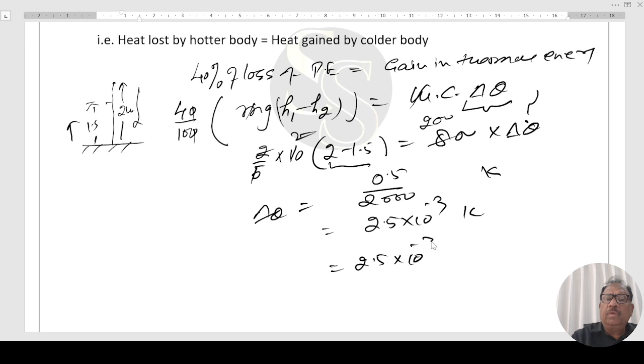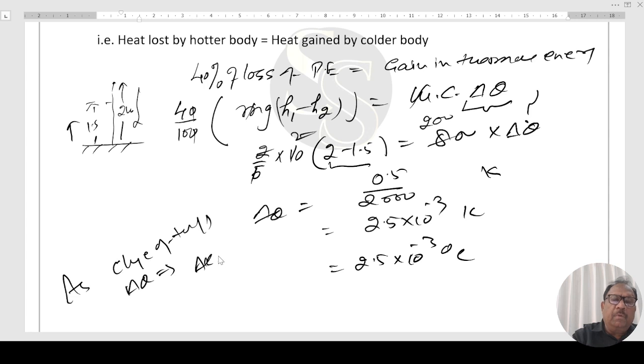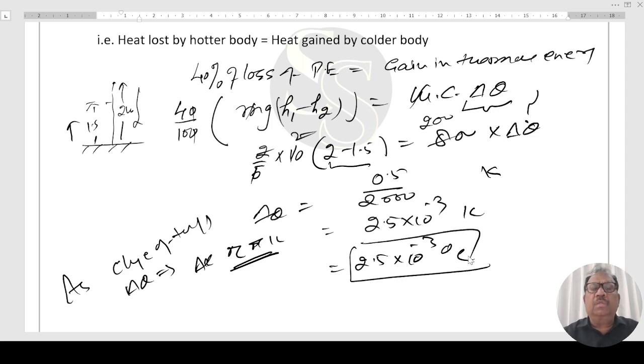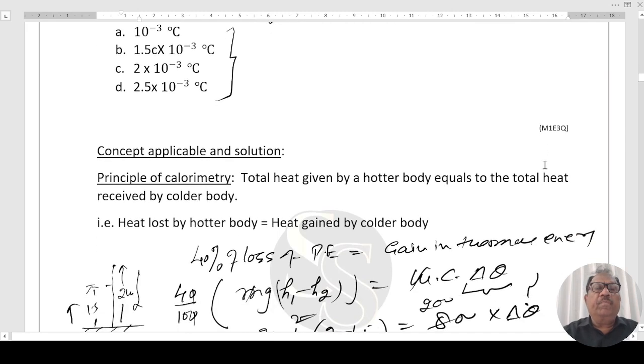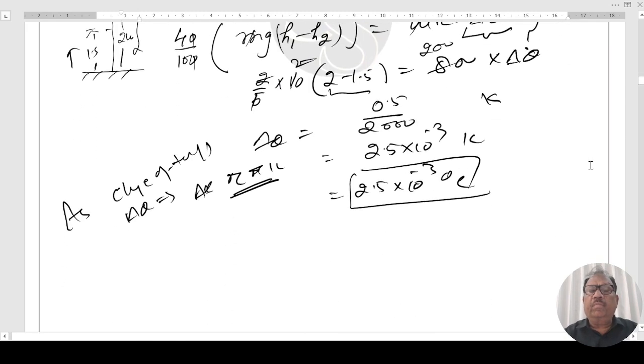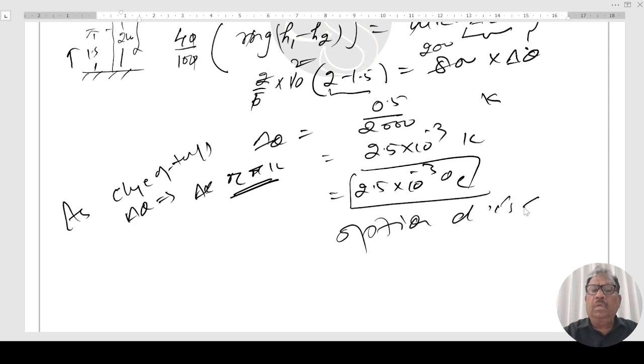as change of temperature, delta theta, in degree centigrade and Kelvin, both are same. In change in temperature, both are the same. So this is the answer. Let's see the answer. Answer is D. Option D is correct. Option D is correct. Right?